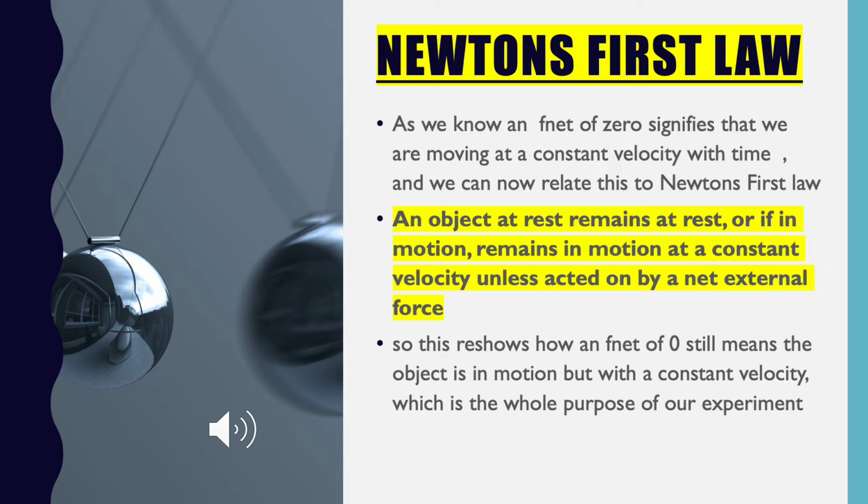As we know, an F net of 0 signifies that we are moving at a constant velocity with time, and we can now relate this to Newton's first law, which states an object at rest remains at rest, or if in motion, remains in motion at a constant velocity unless acted on by a net external force. So this re-shows how an F net of 0 still means the object is in motion but with a constant velocity, which is the whole purpose of our experiment.